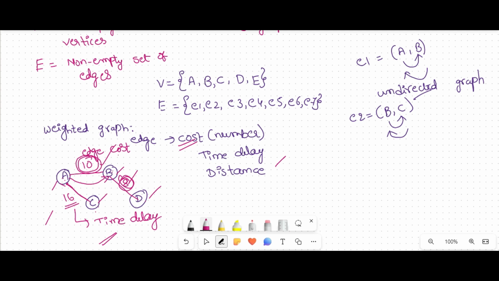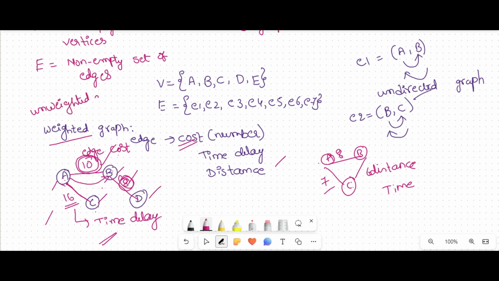Depending on our application, for what purpose we are representing the graph, whether in terms of distances or time delays, the value signifies that. A to B the distance is 8 kilometers, A to C the distance is 7 kilometers, and so on. When weights are mentioned, the graph is called a weighted graph. If weights are not mentioned, then that graph is called an unweighted graph.